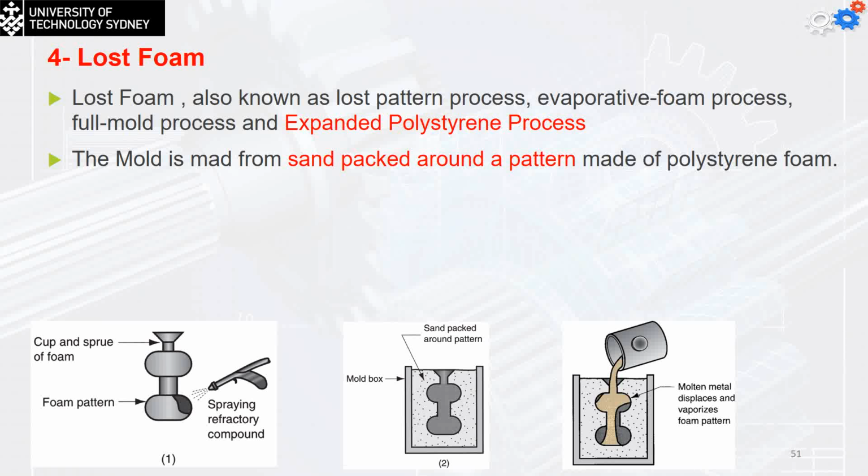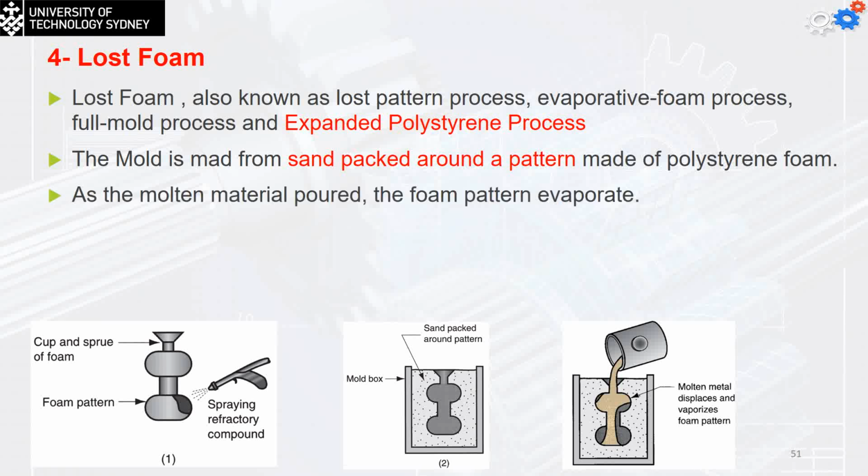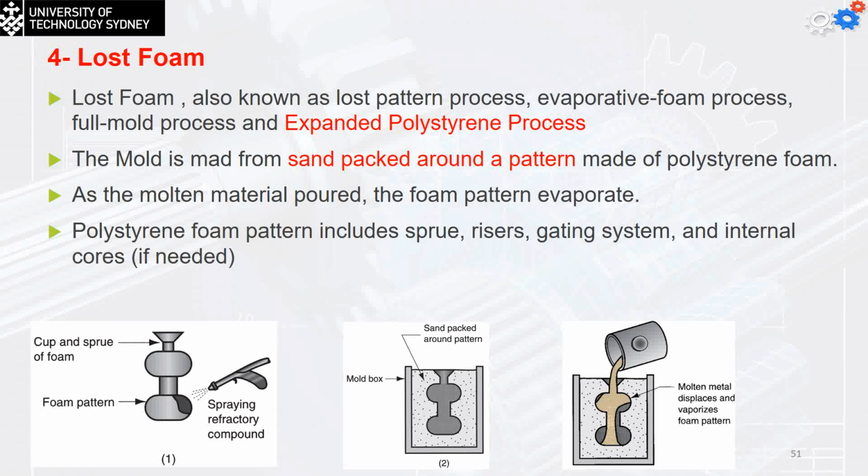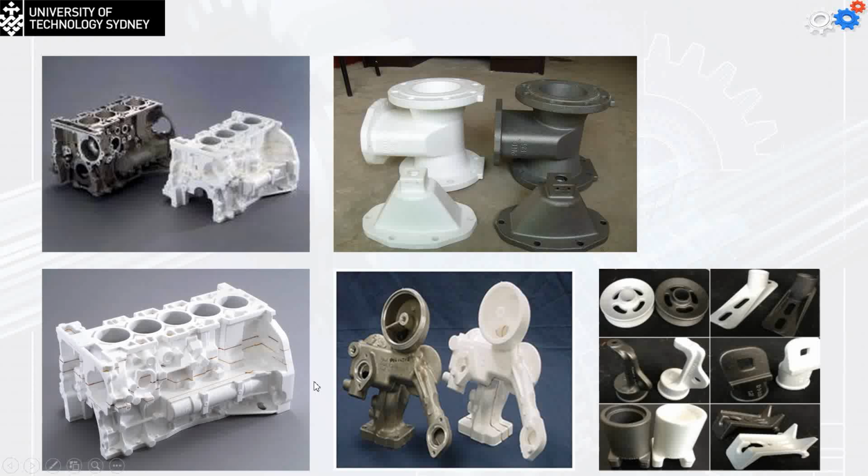Then we pack it inside the flask with the sand packed around the pattern to support it. As we add the molten metal, it evaporates the pattern and takes its place, and at the end we finish with the cast part ready to be used. This is an example of the foam pattern and the cast part. Now you can see a small engine block can be made by expandable foam casting.